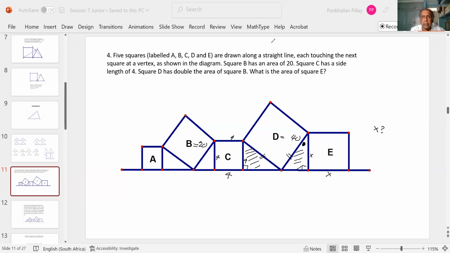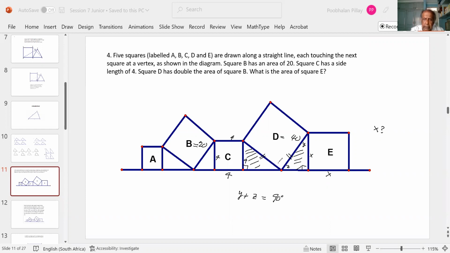Let's do it in a different way. Let's give a name to this angle. Let's call this angle Y. Let's call this angle Z. All right. So what is Y plus Z? Y and Z are 2 angles of a right angle triangle. The other angle is 90 degrees. So Y plus Z will be 90.